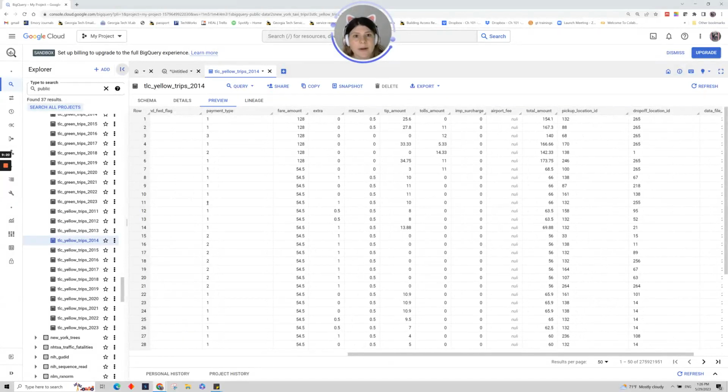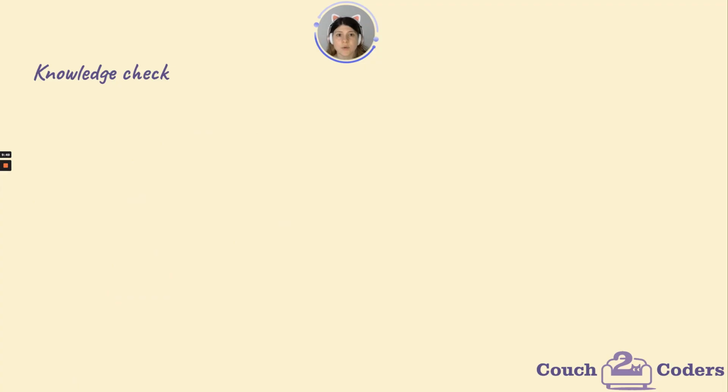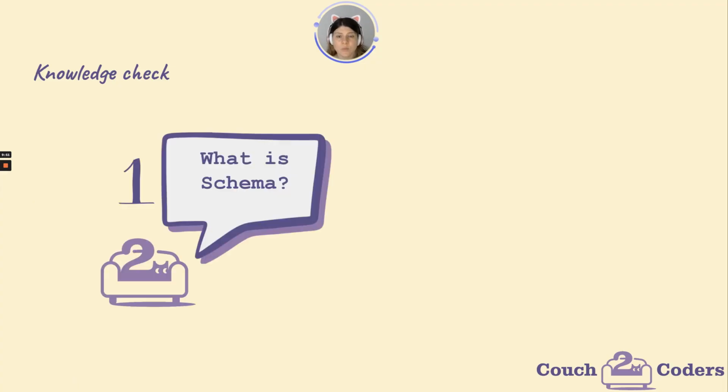All right, so let's go back to the PowerPoint and summarize everything that we've done in this module and wrap up this lesson. So, quick knowledge check. What is a schema? Schema is the outline of the data. It tells us a lot of information about the data table. It tells us about the columns, the rows, the type of data that's in there. BigQuery is also really nice, and it also tells us a little bit about the actual table size, how big it is, how many rows it has.